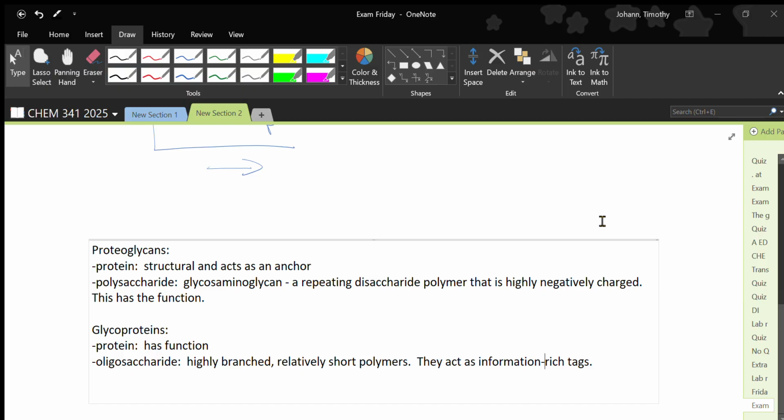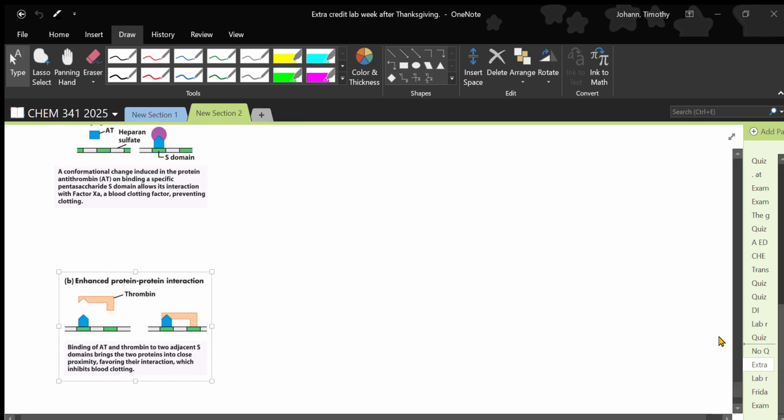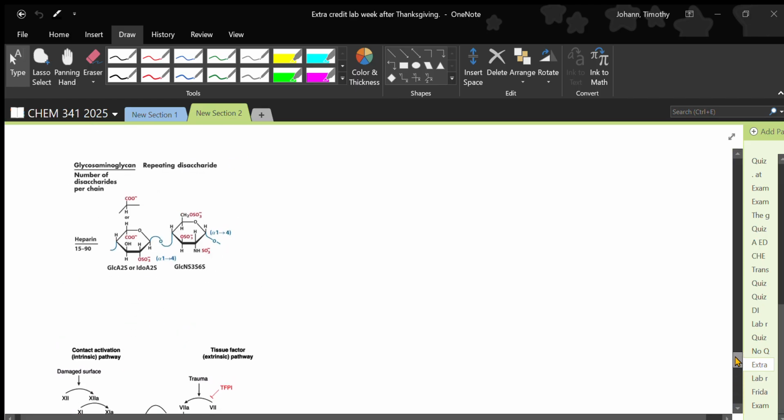Another example would be, you could put an oligosaccharide on a protein in a cell, and that would say, hey, you need to export this. It's a tag on the protein that tells that cell this needs to be spit out into the blood. But for the proteoglycans, we've got these highly negatively charged polymers.